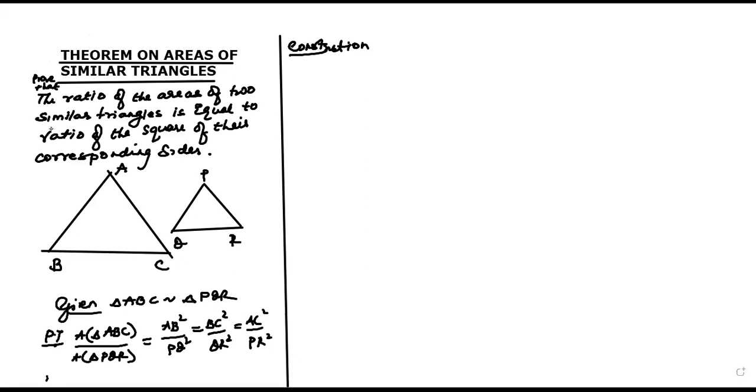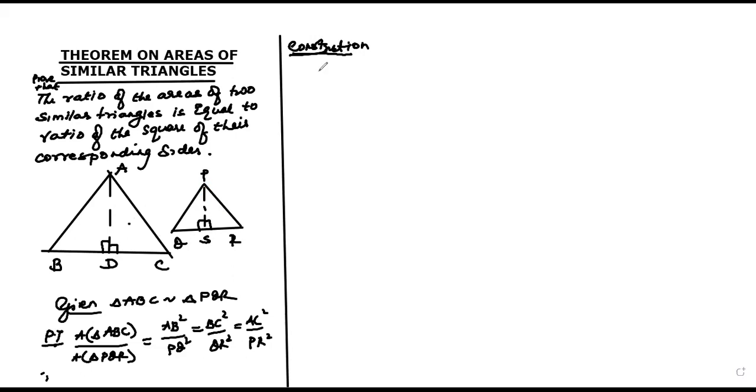But a base is determined only when there is a height for it. So I'm going to draw a height for this triangle, triangle ABC, with a dotted line. I draw AD perpendicular to BC, and I draw PS perpendicular to QR. I construct these heights.